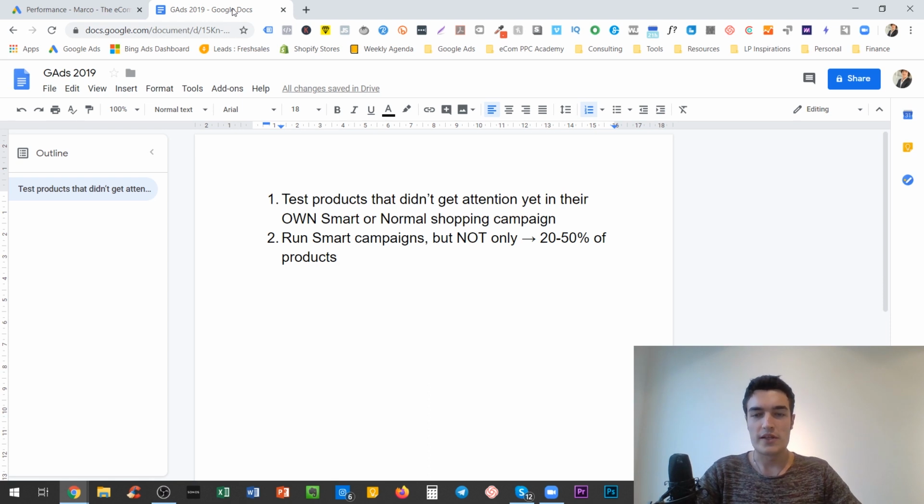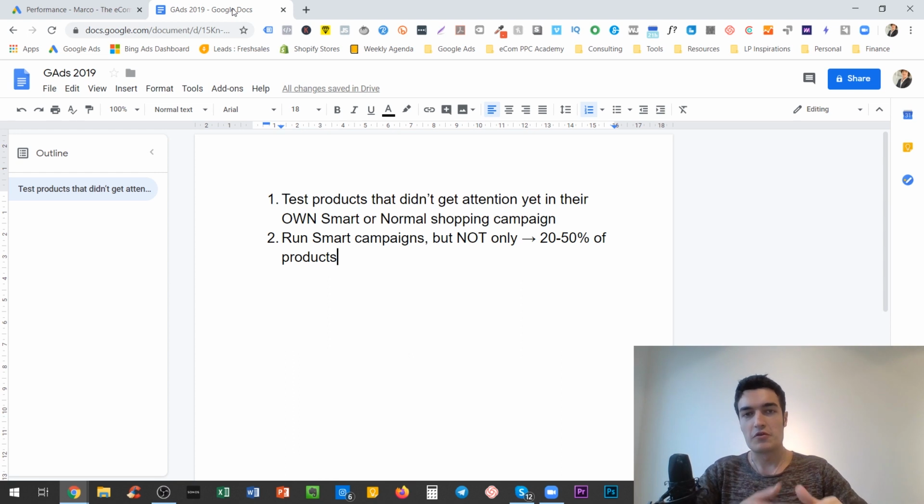Initially, for example, let's say you have 100 products in your store, you test like 80 of them or 50 of them in normal shopping campaigns, let's say in 2 or 3, and at the same time you run one Smart Shopping campaign where you test the other products. So it is very useful to always have at least one Smart Shopping campaign running, because you never know if they work well for your account. Sometimes they do crazily well, so they should always be tested.